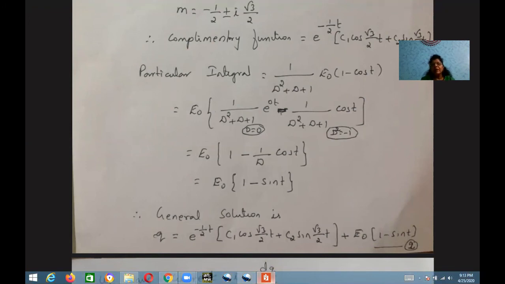What is the particular integral? 1 by d square plus d plus 1 of E naught into 1 minus cos t. E naught I am taking common outside. This 1 minus cos t has two different terms, so I am going to separate the operator. That is 1 by d square plus d plus 1 of 1, and 1 by d square plus d plus 1 of cos t. Since 1 is a constant, it can be written as e power 0t. How do we substitute when the case is PI 1? We have to substitute d is equal to 0.